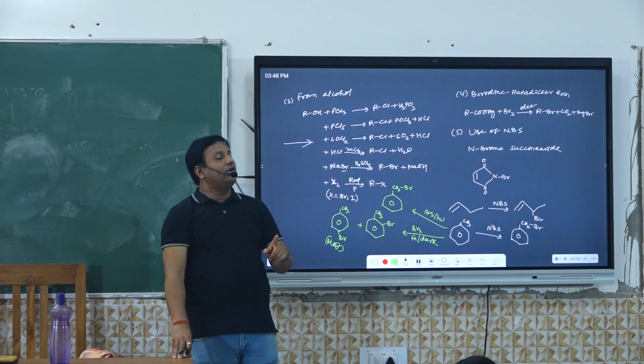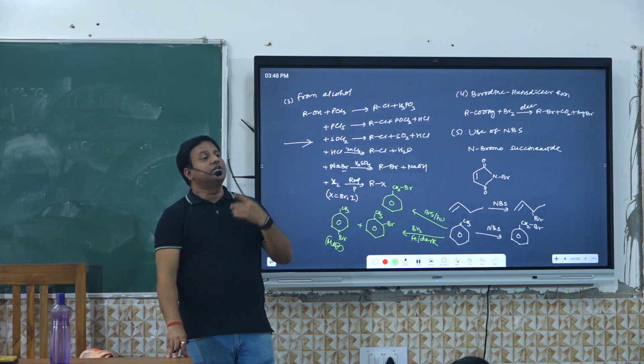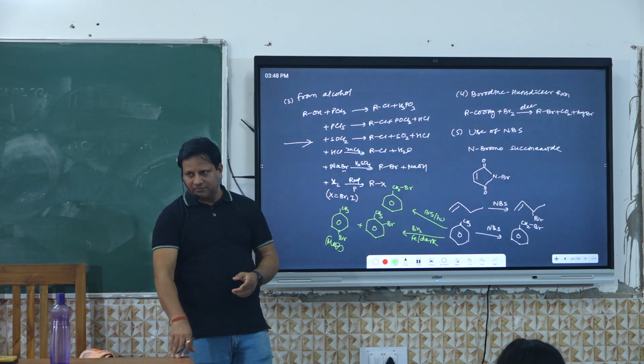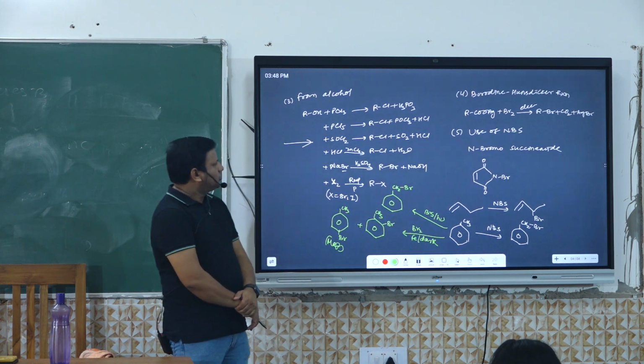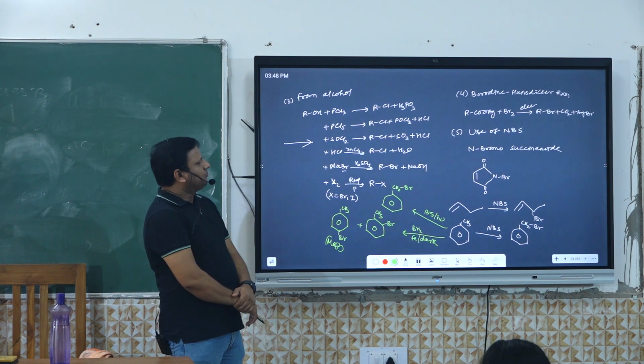If there is intermolecular hydrogen bonding, then that makes the boiling point increase. Intermolecular increases the boiling point and intramolecular increases the stability. Okay, so up to this clear? Acha. So these are the methods in order to prepare haloalkane.